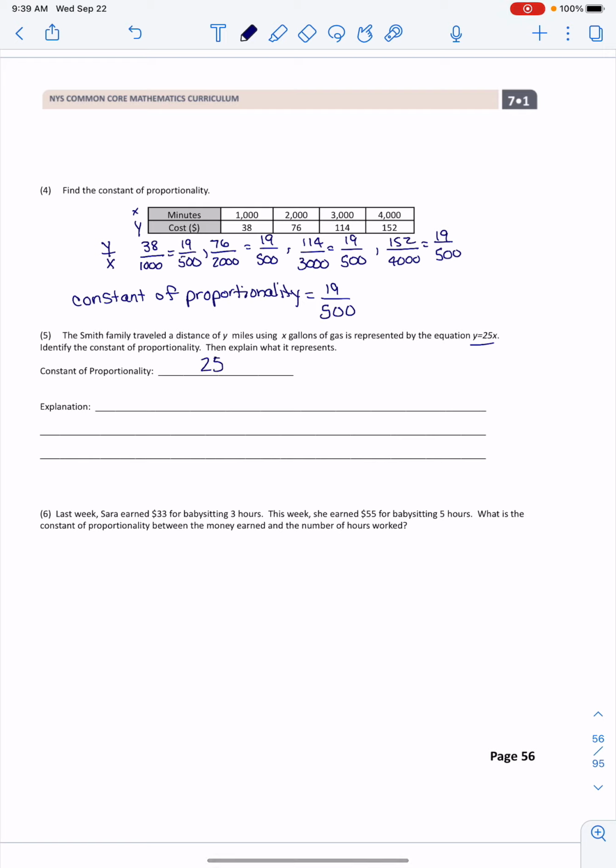And again, that unit rate is 25 over 1, and it's miles over gallon, so that means the Smith family can travel 25 miles on 1 gallon of gas.